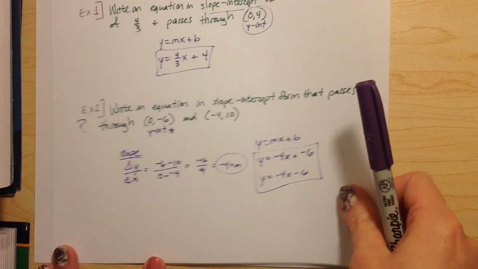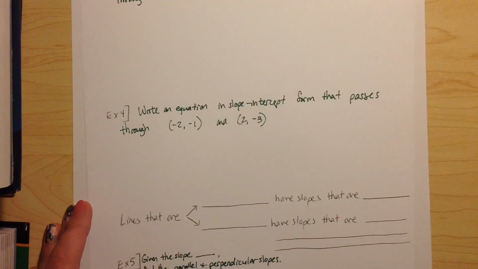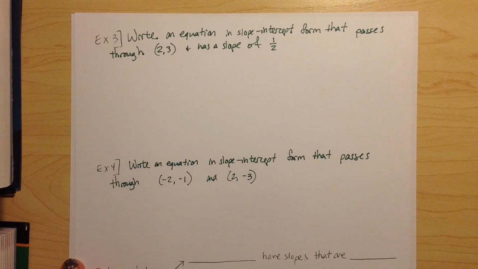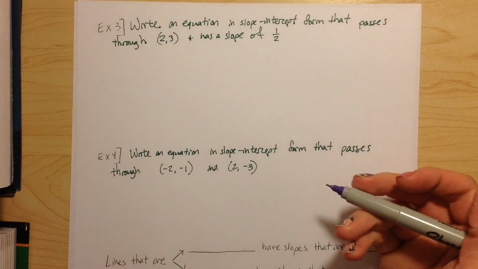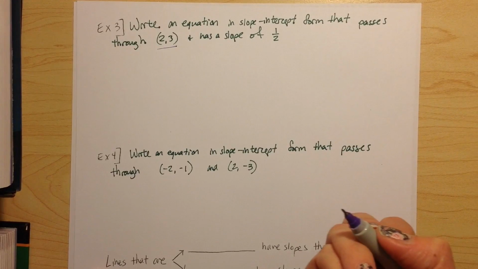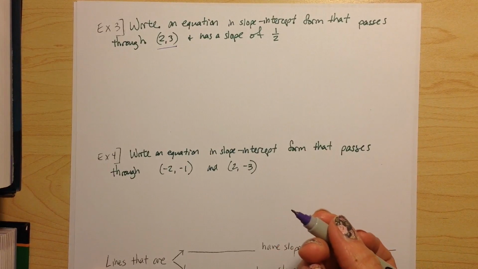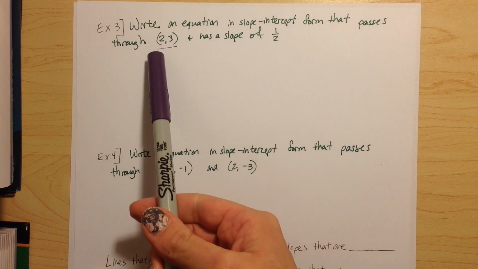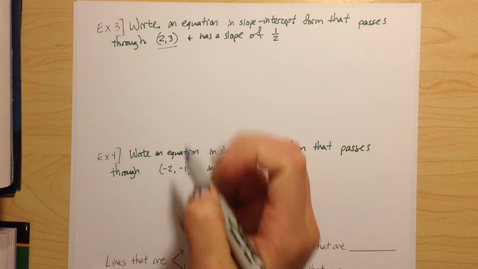Let's go for some more examples. How about this one? Write an equation in slope-intercept form that passes through 2, 3 and has a slope of 1/2. Now in this case it's a little bit different because this is not the y-intercept, so using y equals mx plus b might not be the easiest thing for me to do right now. I could do it if I really wanted to, but I'm just going to use my point-slope form instead. Like I mentioned earlier, I think it's more versatile. So let's do that here.